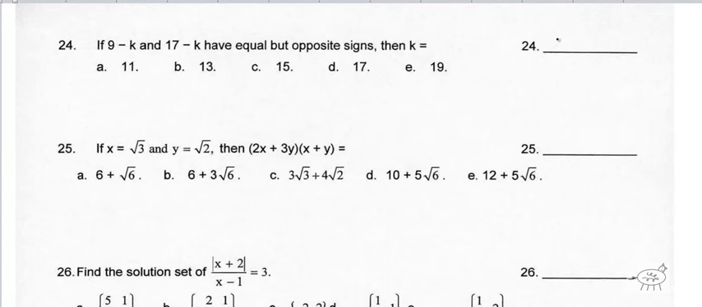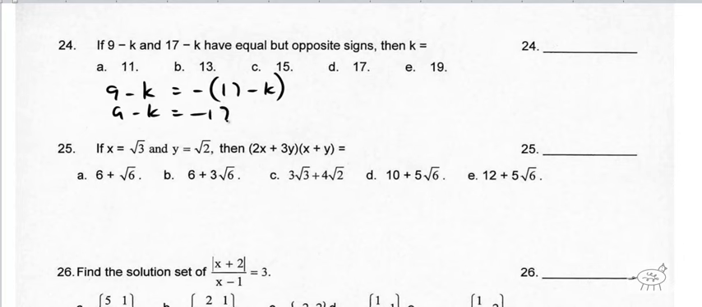If 9 minus k and 17 minus k have equal but opposite signs, and k equals, so they're not equal. If they were equal, you'd set them equal, but they're equal but opposite signs. So put a negative in front of it. So 9 minus k equals negative 17 plus k. If I add k to both sides, I get 2k over here. Add 17, I get 26. So k is equal to 13, which is B.